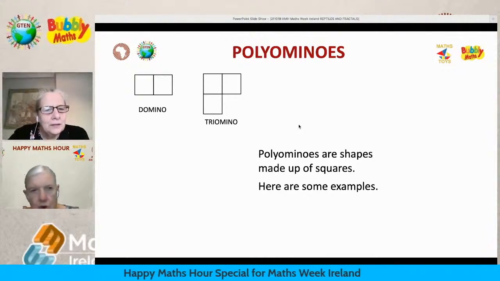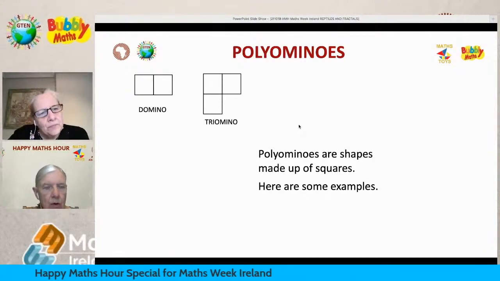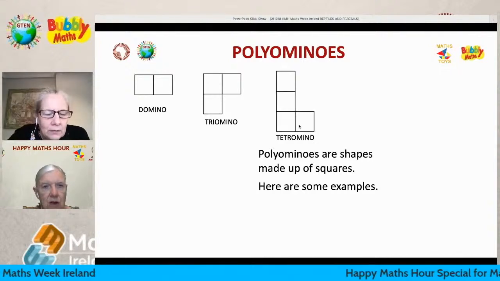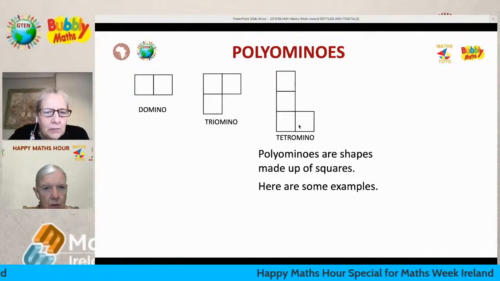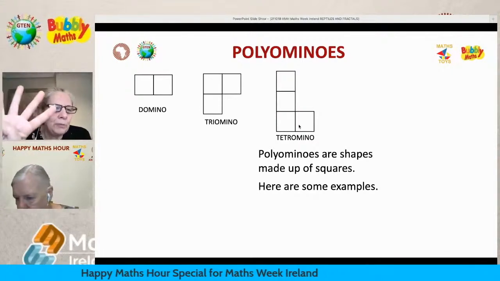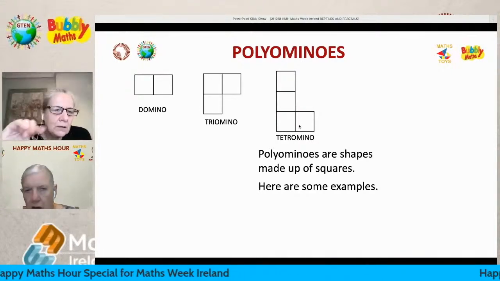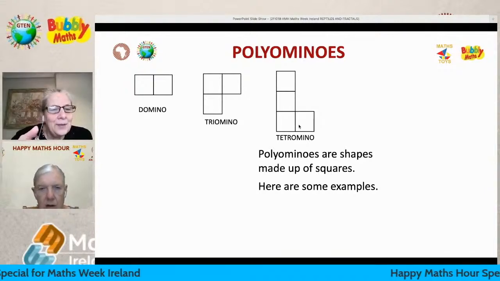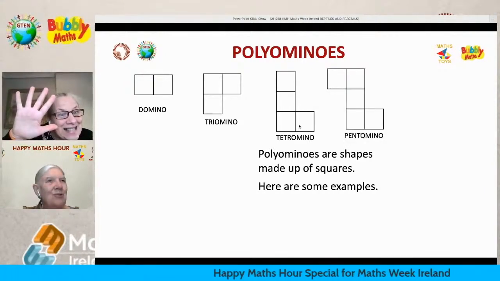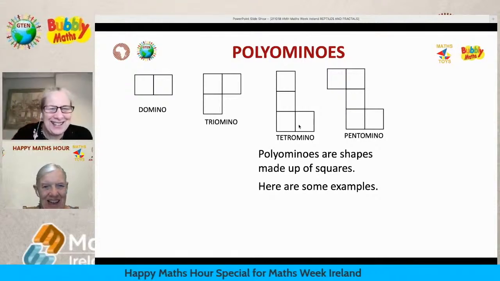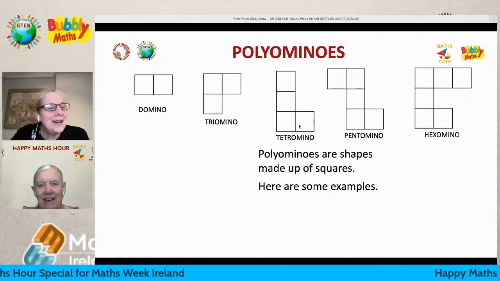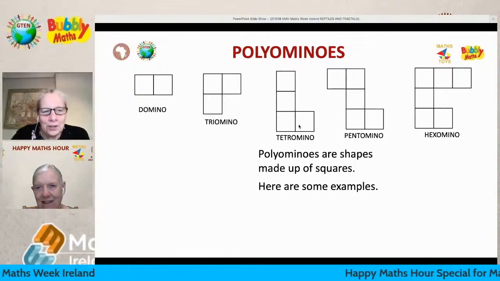And there's a triomino. Three squares. Yeah, that makes a more complicated game. And there's a tetromino. So triomino would be three squares and tetromino would be four squares. Yes. And a pentomino is five squares. Right. Okay. And I kind of knew that. Sorry, guys. I knew that. But I never thought about a hexomino before.